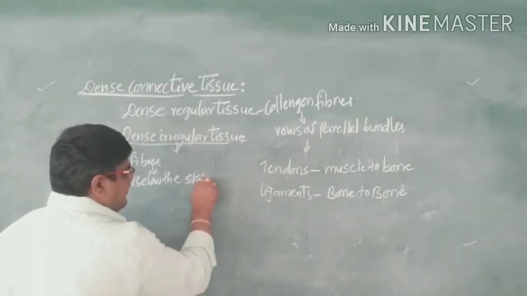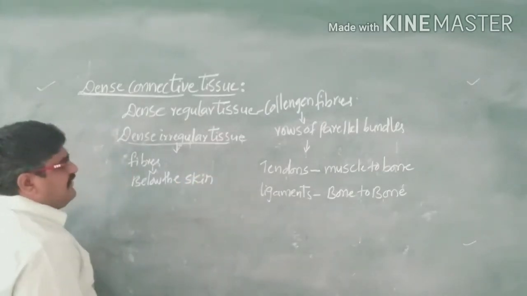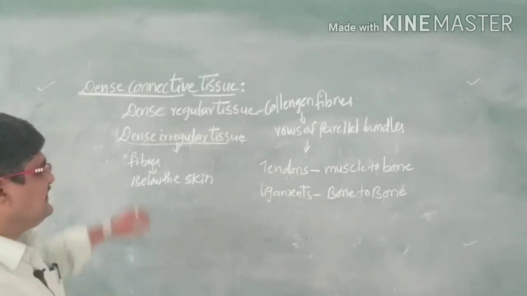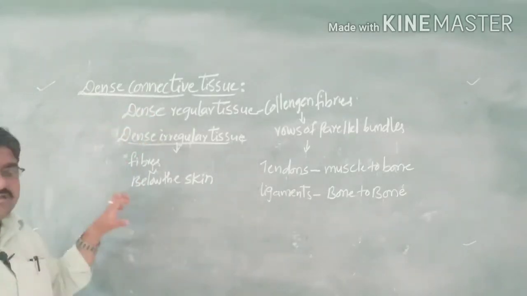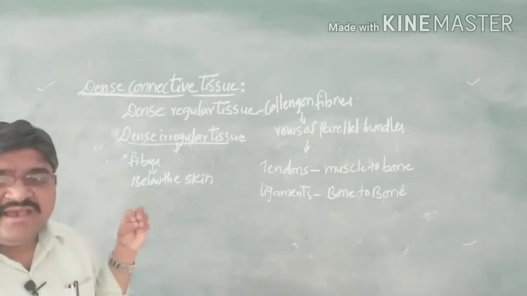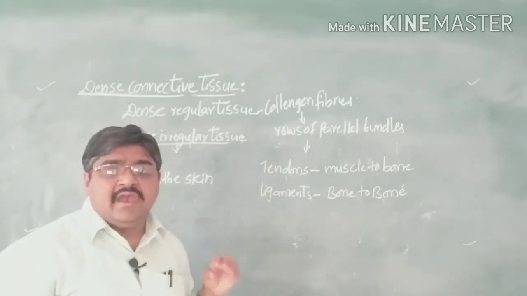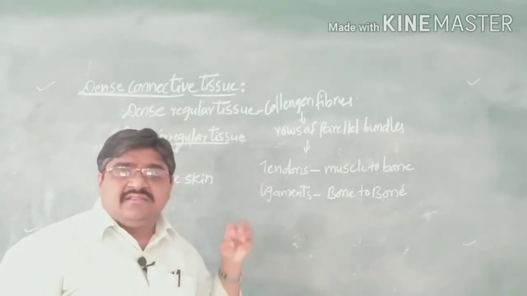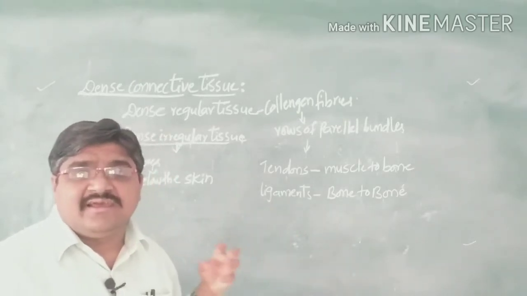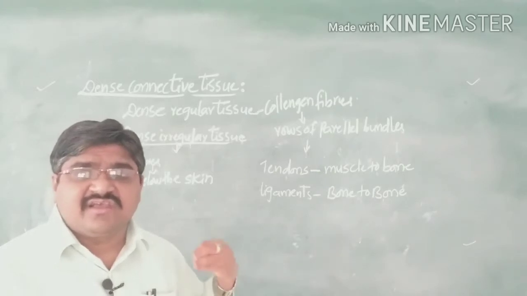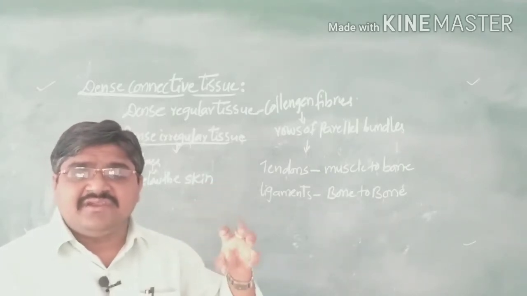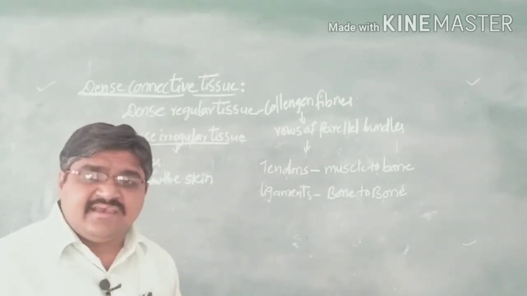Dense irregular connective tissues consist of fibers that are present below the skin. So these are the two types: dense regular tissues and dense irregular tissues. Dense irregular tissues consist of fibers that are present beneath the skin.